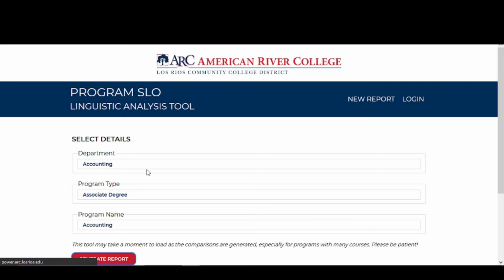So essentially, when I click that button, it's going to read through a file containing all of the information about programs and courses at ARC, and find all the student learning outcomes for this program, as well as all the student learning outcomes for all the classes of that program. For each of those SLOs, it is going to find the grammar structure of each of those sentences.